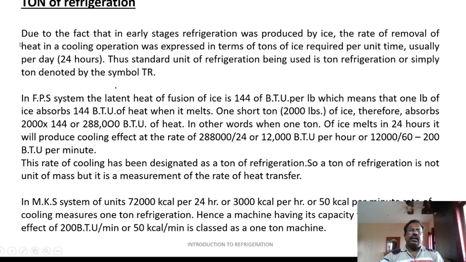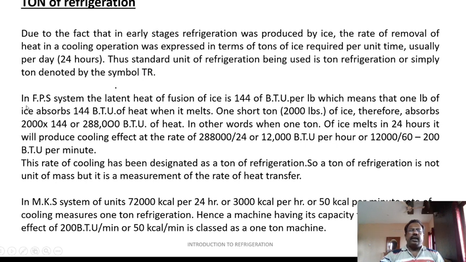So let us know about a ton of refrigeration. Due to the fact that in early stages refrigeration was produced by ice, the rate of removal of heat in a cooling operation was expressed in terms of tons of ice required per unit time, usually per day, that is for 24 hours. Thus, the standard unit of refrigeration being used is ton of refrigeration, or simply ton, denoted by TR.